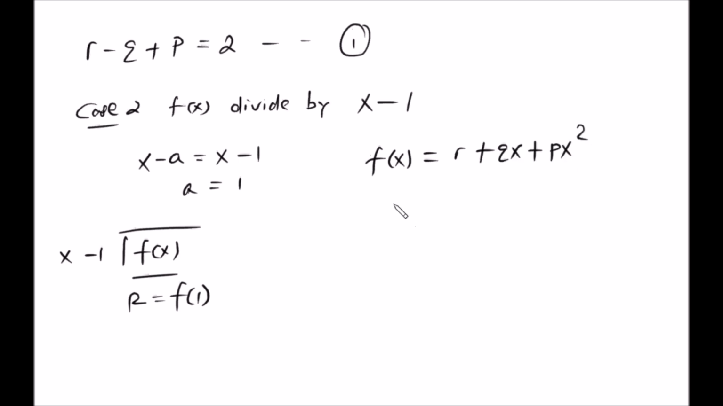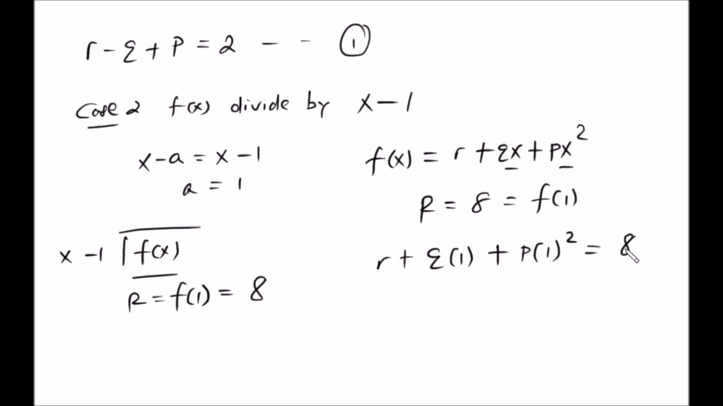So my remainder now ambayo alisema ni nani? Ni 8 kwenye swali. Ukirudi kwenye swali alisema ukigawanya na x minus 1 remainder itakuwa 8. So my remainder which is equal to 8 is equal to f of 1. So f of 1 manake hapa niingize 1. Kwa hiyo itakuwa ni r plus q times 1 plus p times 1 squared ni sawa na nini? Remainder. Kwa hiyo the equation 2 nayo itakuwa ni r plus q plus p ni sawa na 8. So this will be my second equation.